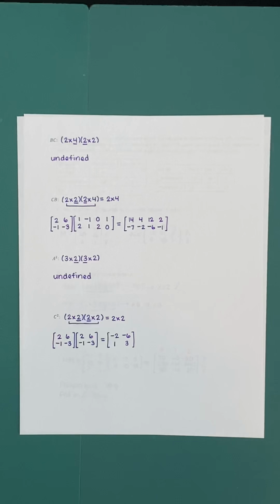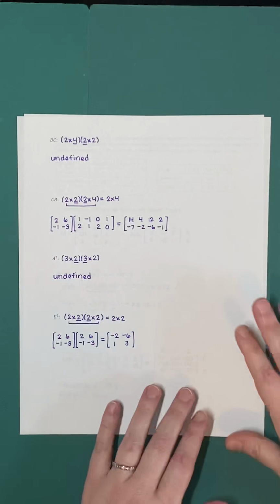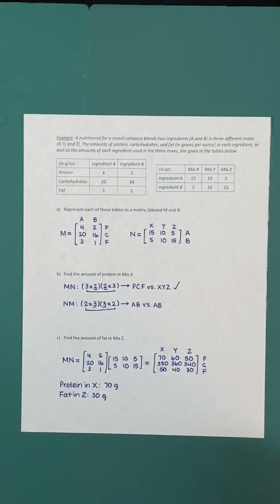Okay, so that's just a few examples of how we would multiply matrices together. So we looked at a situation where we would use addition, subtraction, and constant multiplication. How would we actually use matrix multiplication? Well, let's look at an example of that as well.